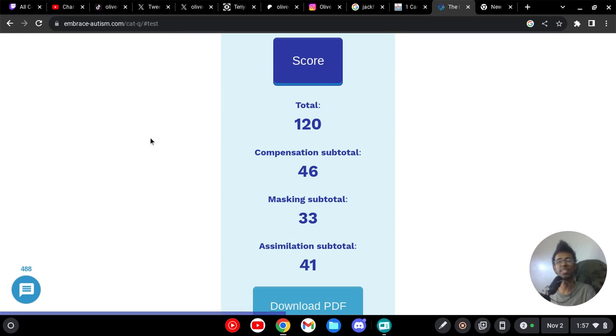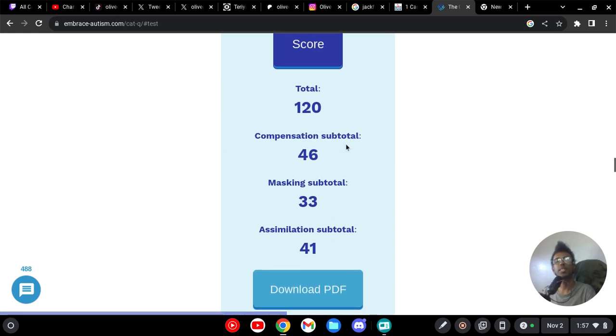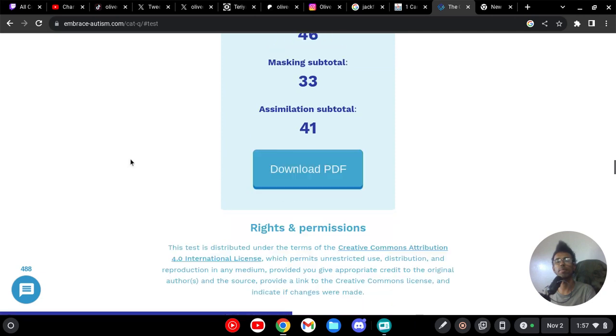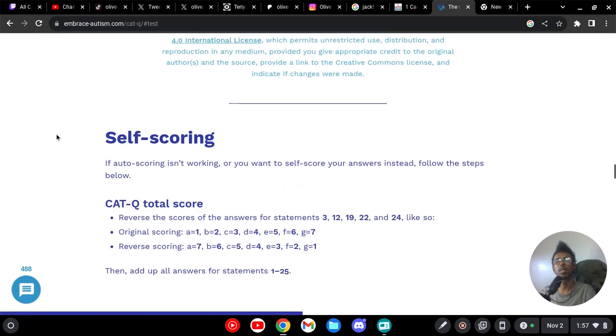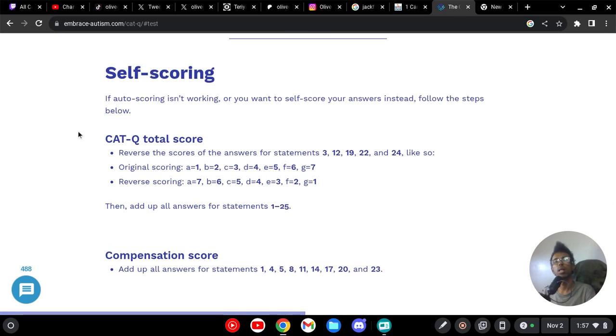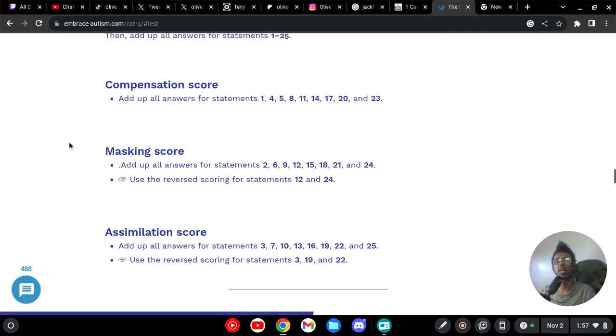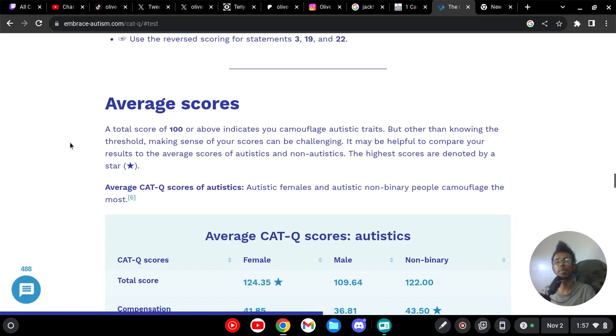Let's see. Score time 120. I don't know what that means. Compassion subtotal 46. Masking subtotal 33. Assimilation subtotal 41. What does that mean? Come on. What does that mean? I'm just going to skim through this. It adds up all answers for statements, but where's the meaning? You know what I mean?